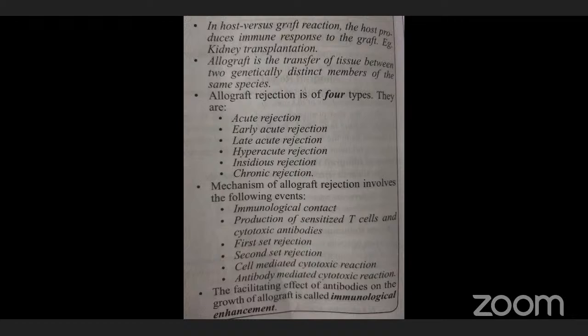Clear? Two different species. The allograft means the same species. For example, in human beings, one tissue is transferred from one human being to another human being. The same species, but genetically different. Genetically different means, for example, that a gene is transferred from me to another boy. That boy is not related to me.